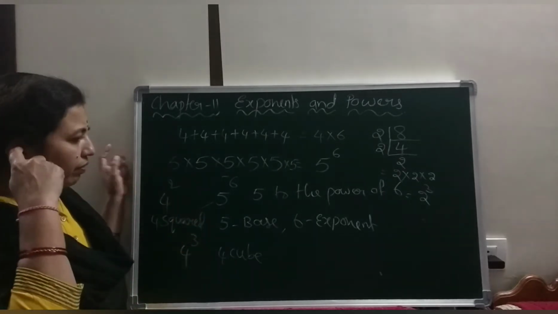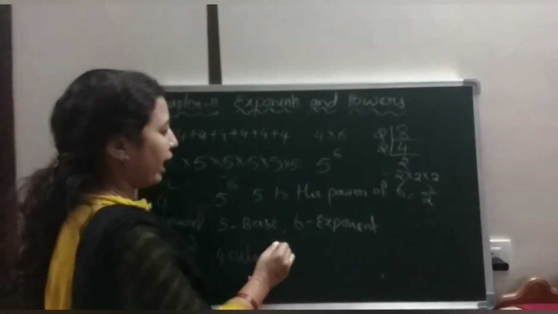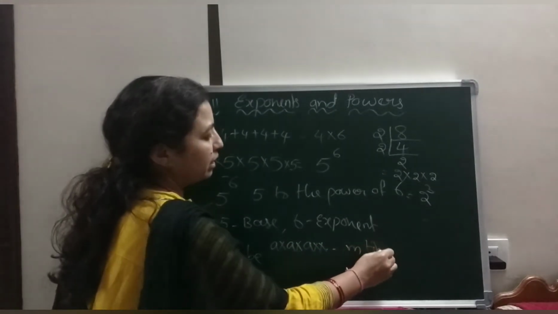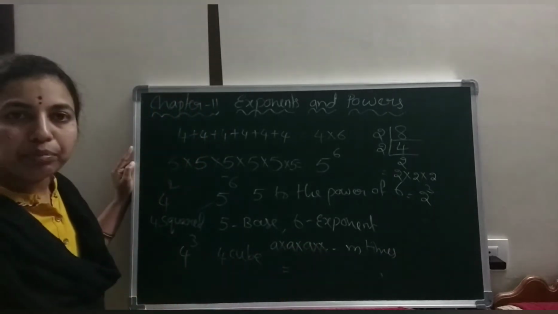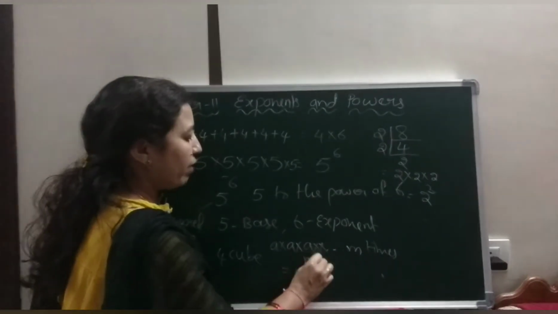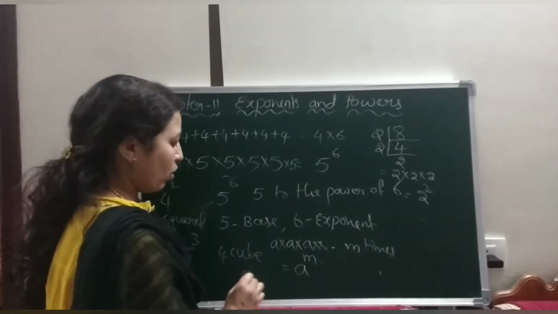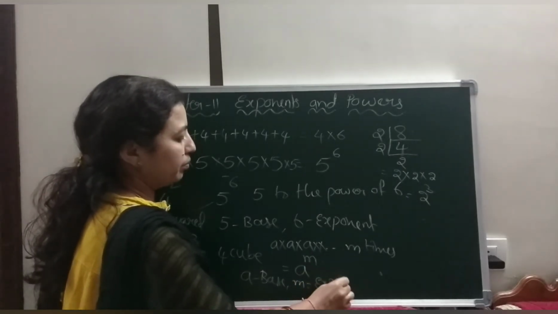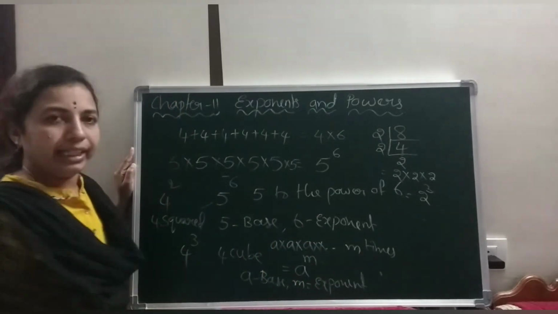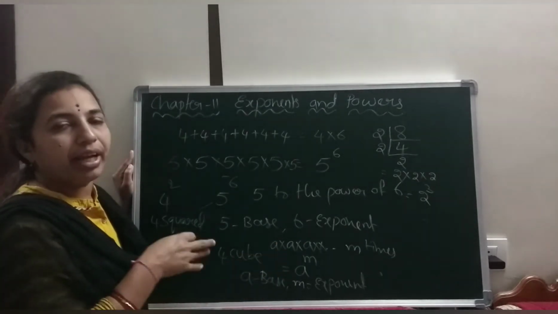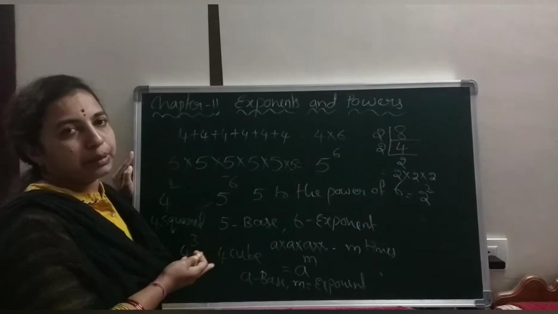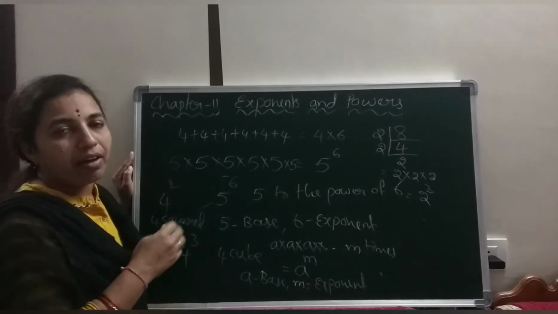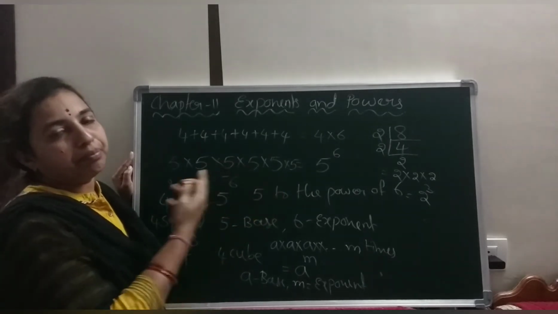So, in general, for exponent, the general form is, if A is multiplied m times, we will write it as A to the power of m. And here A is called base and m is called exponent. This is the general form, not with any other number. A to the power of m: A is base and m is exponent. While reading, we read it as A to the power of m. Remember how I am saying A to the power of m.